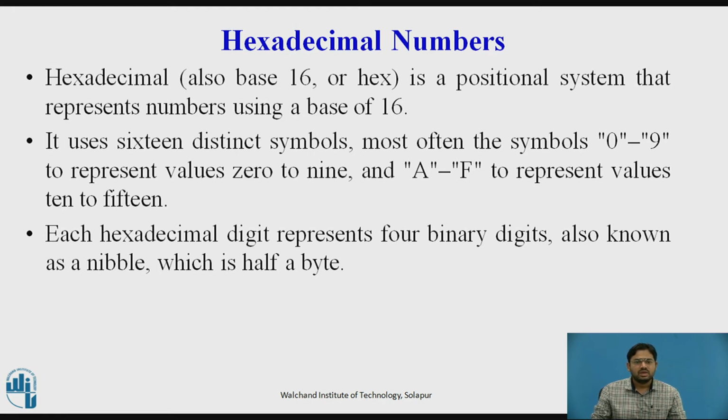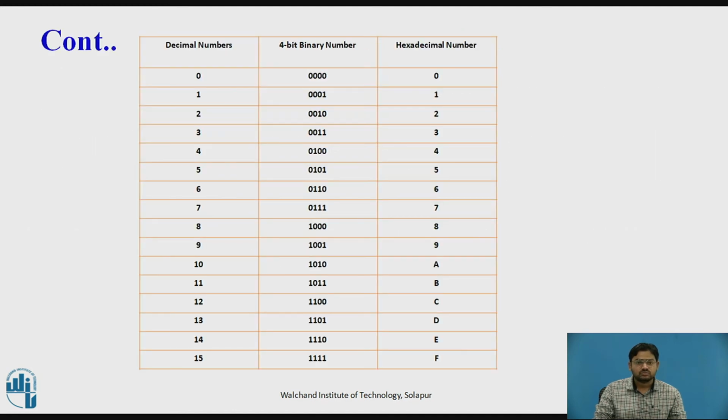Okay, so each hexadecimal digit is represented by a 4-bit binary number. So it is also called a nibble. Nibble means a group of 4 bits, 4 binary digits, which is half of a byte. Byte means a group of 8 bits or 8 binary digits.